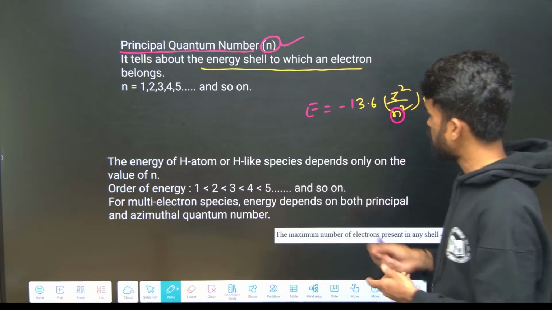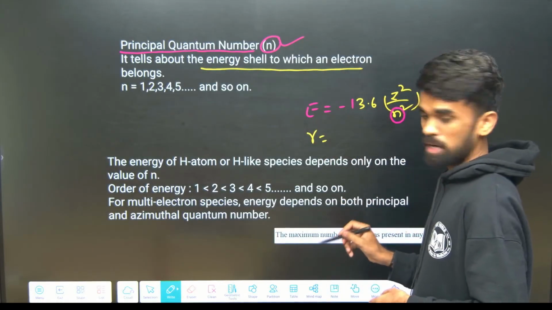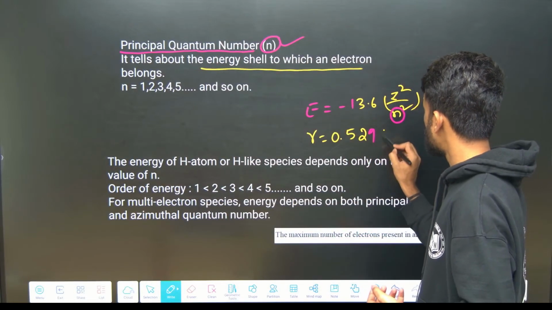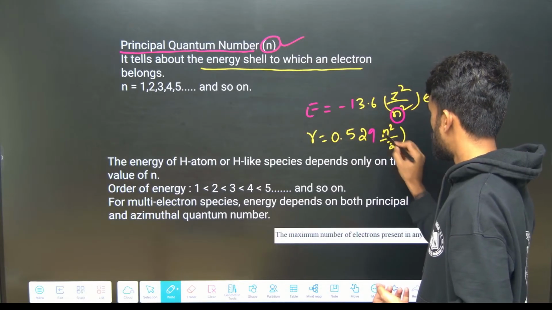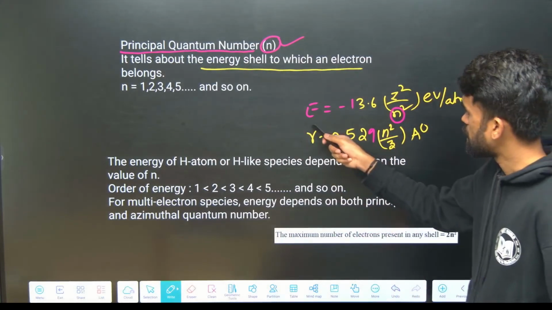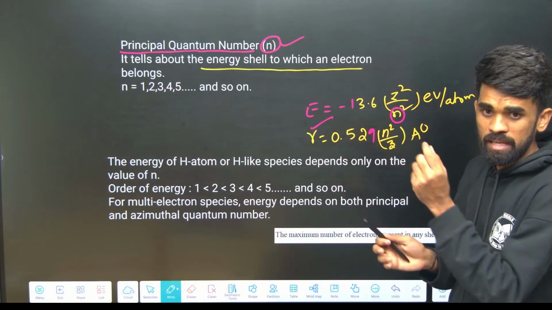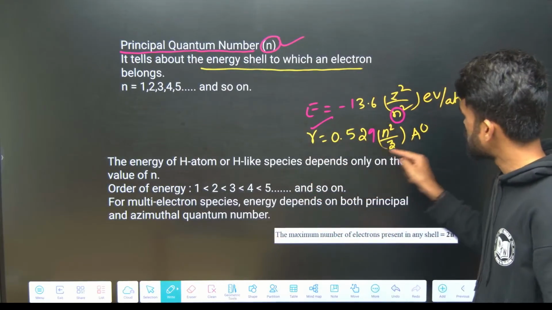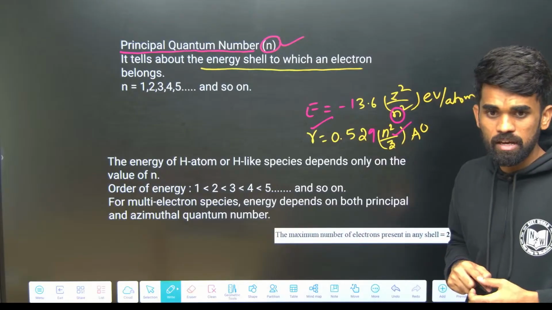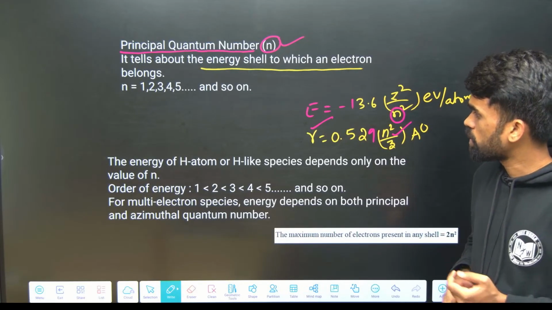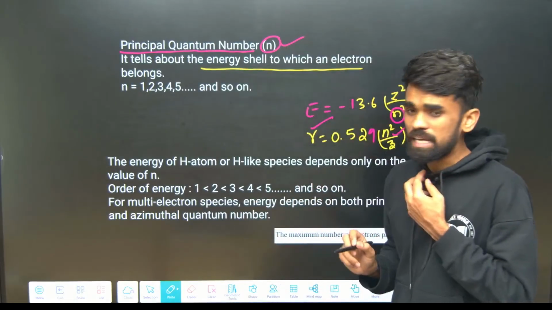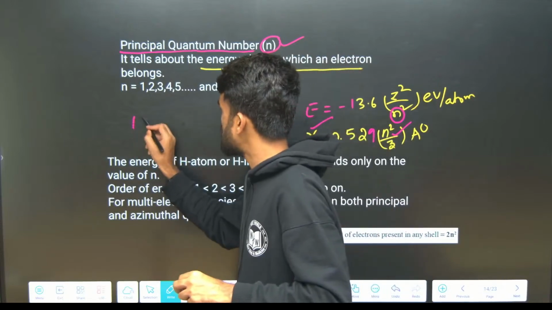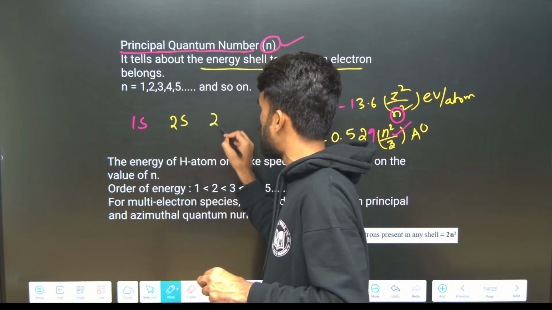And next, what about the radius formula? You should keep in mind all the time: 0.529 N square by Z, in angstroms. Again, the radius, which means the size of the shell in which the electron is present, is also defined by this principal quantum number. This should be remembered. Now, for example, we will be filling electrons in atoms, like 1s orbital, 2s orbital, 2p orbital, and so on.